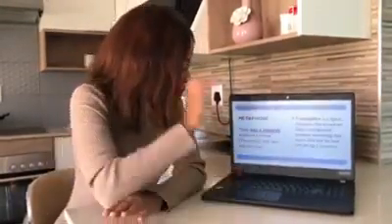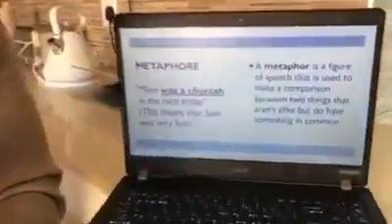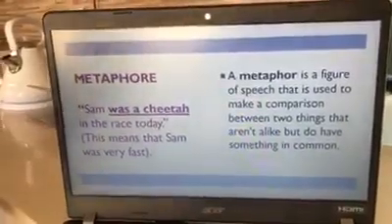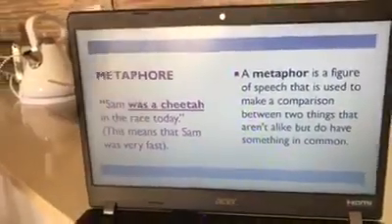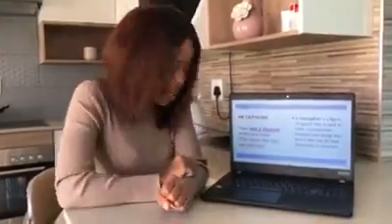All right. Metaphor. A metaphor is a figure of speech that is used to make a comparison. Now, you'll see that a simile and a metaphor somewhat compare between two things that aren't alike but do have something in common. But the key with a metaphor is that there is no like or as.